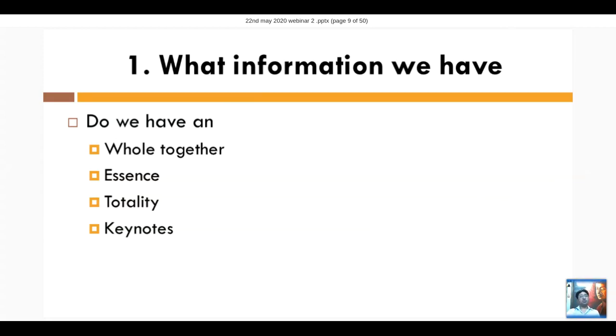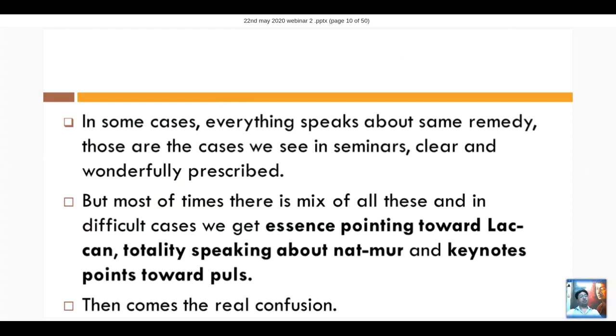Another type of information which we normally see is the essence. Later on we will try to understand what it means. Another type of information is totality. Another type of information is the keynotes. So now let's try to understand one by one.